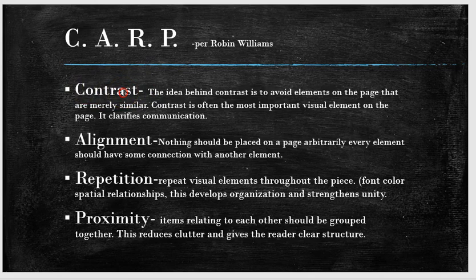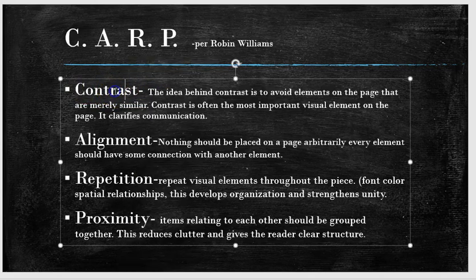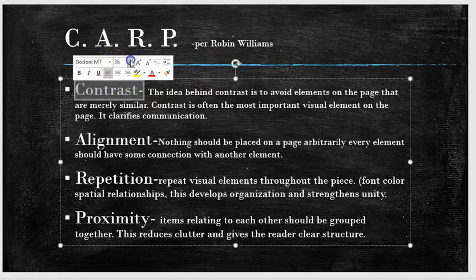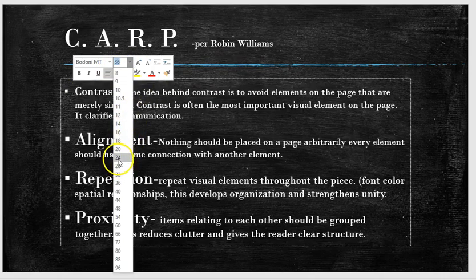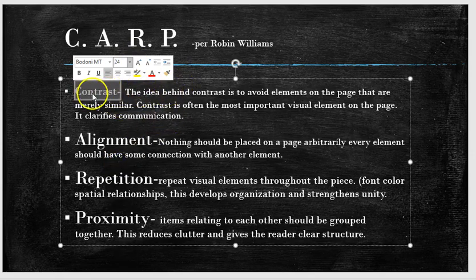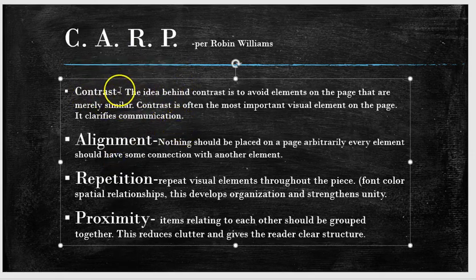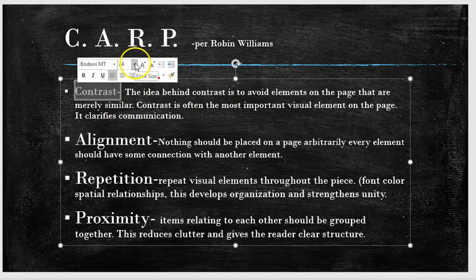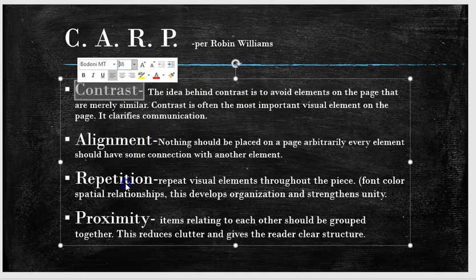I'm not sure what this is. Let's see, we can check. This is a 36-point font. This is a 20-point font. Now, if this were more of, let's say, a 24-point font, there's not a lot of contrast between these two. You don't really notice that this is more of a heading and that this is more of a subtext. So what I did here was I increased the contrast, made it bigger so that you would notice, hey, that's different from the rest of it.